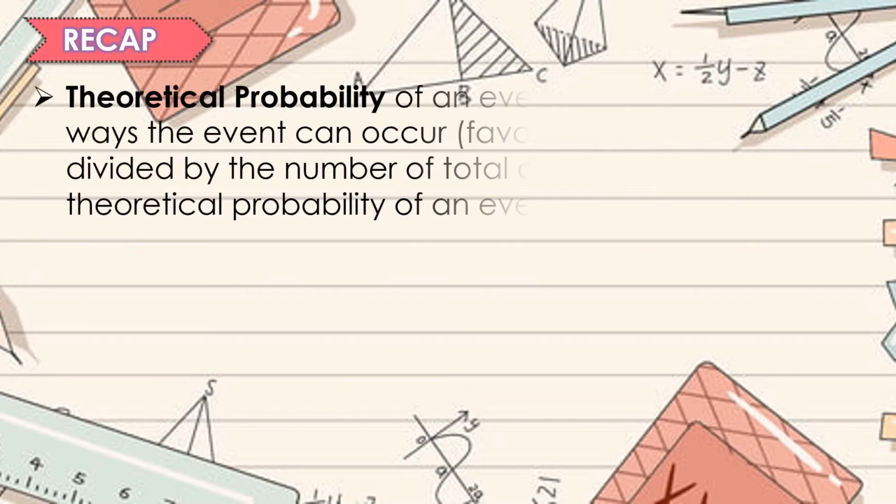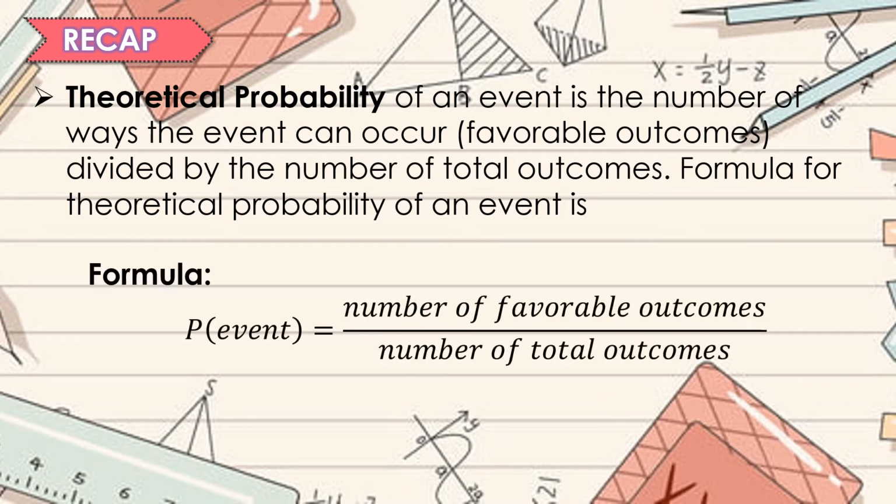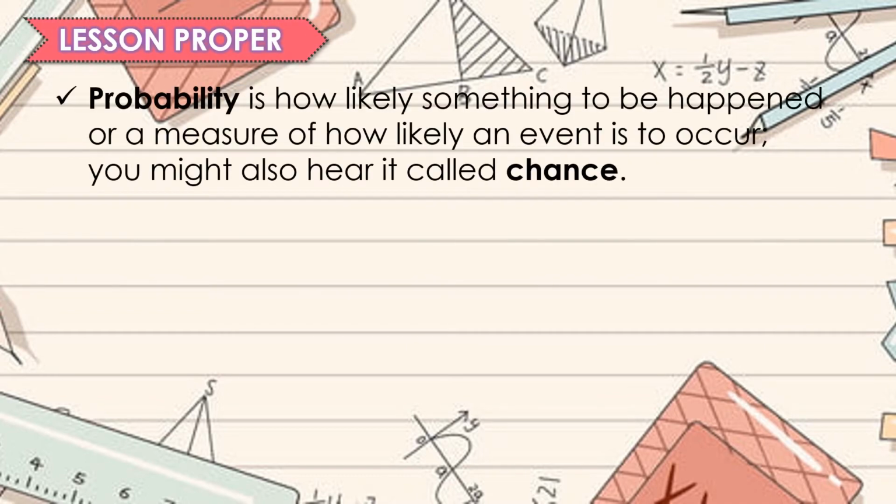For theoretical probability, it is the number of ways the event can occur, or the favorable outcomes, divided by the number of total outcomes. So the formula is the number of favorable outcomes divided by the number of total outcomes. We also learned that probability is how likely something is to happen, or a measure of how likely an event is to occur. You might also hear it called chance.